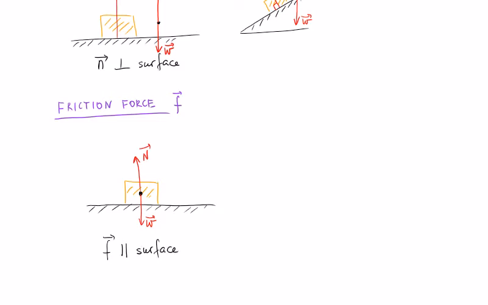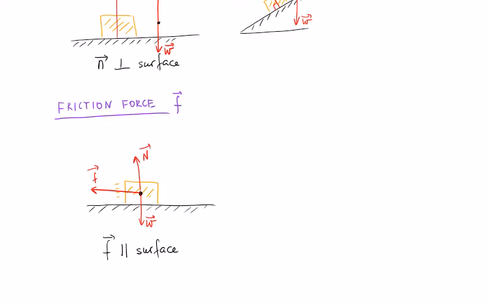So if the object is moving to the right, or is about to move to the right, stationary, but if you put it on ice it would certainly move to the right, then the friction will always go in the opposite direction to its motion. So the friction is going this way, parallel to the surface. In reality, what is happening with the friction?